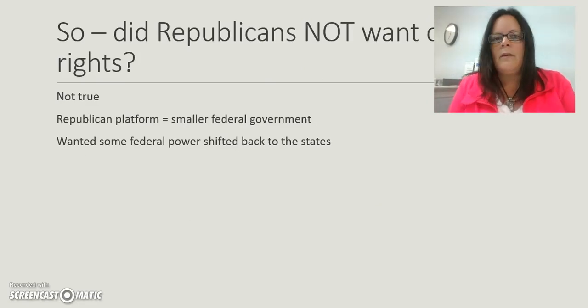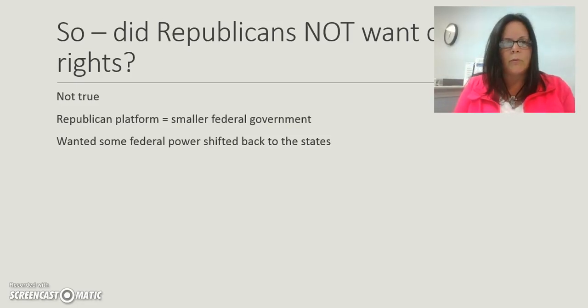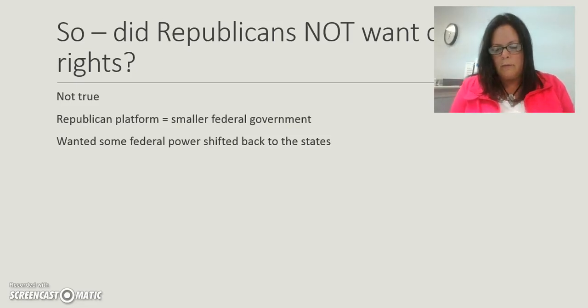So, with this shift, did that mean the Republicans didn't want civil rights? This is not the case. The Republican platform is based on a smaller federal government. They were not hostile to civil rights or equality. The Republican Party's goal was to shift some of the federal power back to the states.